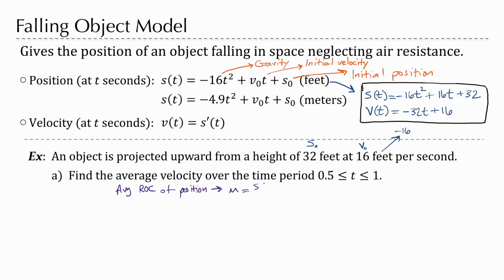So we're going to take the position at time 1 minus the position at time 0.5, and then divide that by the time period, 1 minus 0.5. Now, I know you may look at this and think, well, the answer is velocity, and it should be something like feet per second, and it will be.